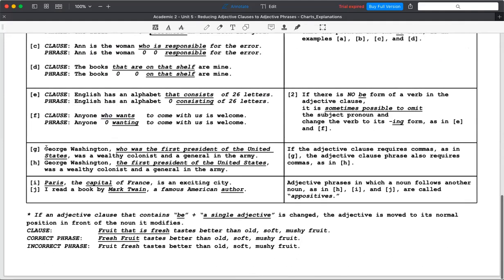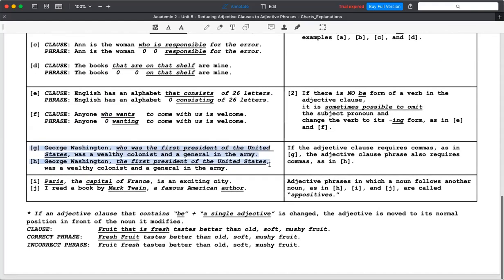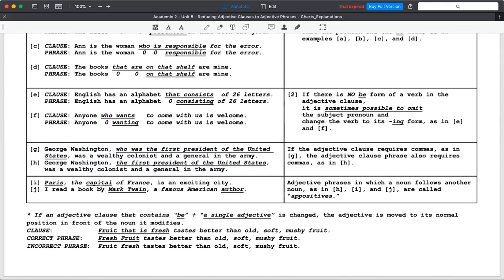If I have, for example, "George Washington, who was the first president of the United States, was a wealthy colonist and the general in the army," I can eliminate "who" and "was," and my sentence would end up having the phrase "the first president of the United States." Don't forget the comma before and after, because everybody knows George Washington, the president. Remember, if you have a noun and after your noun you have a group of words expressing and explaining the noun, this is called an appositive.